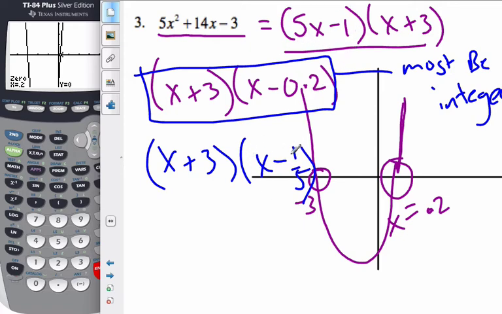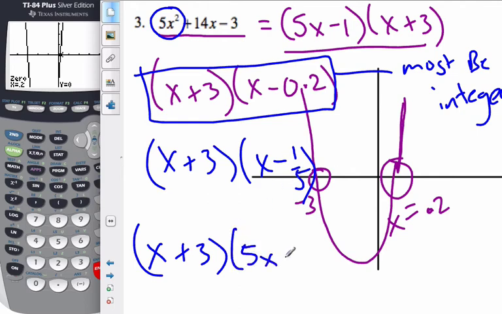And if I rewrite this equation, I want to get a 5x squared in the beginning. When I multiply, I'm going to multiply this side by 5, just the second term by 5 to get rid of my fraction. And I'm not saying that these are exactly the same graphs, but I am saying they both have the same factors.